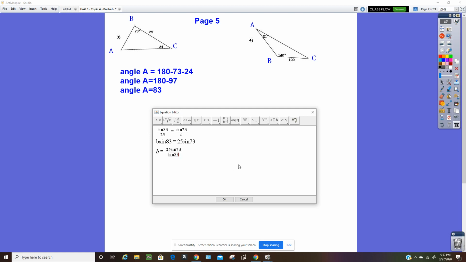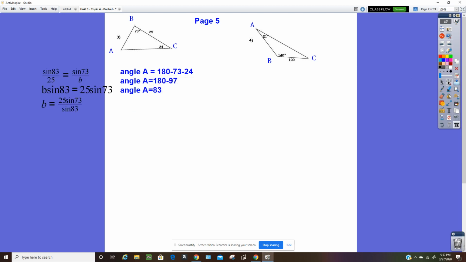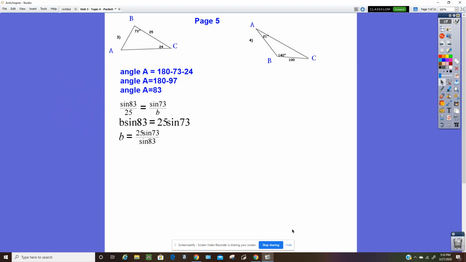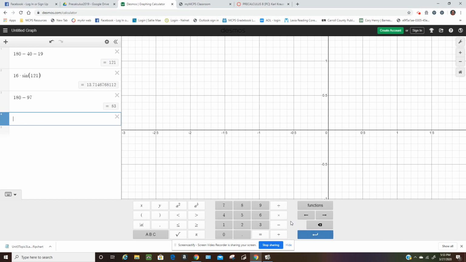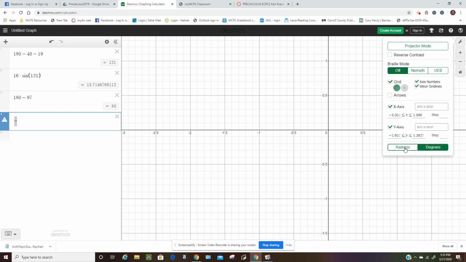Okay, so now I want to go to my calculator, and I need to make sure that I'm in degree mode. What I'm going to put on the calculator is 25 sine 73 over sine of 83. So I'm going to go to my calculator now. First of all, this toolbar up here will make sure you're in the right mode. Normally it's in radian, so just go over here and click on degrees with your mouse. So you make sure you're in degree mode there.